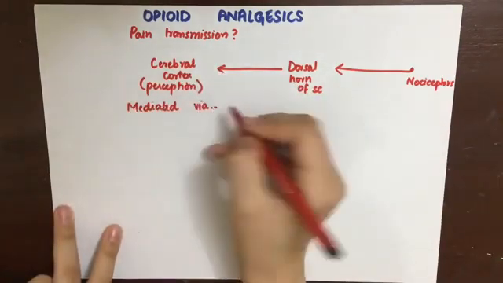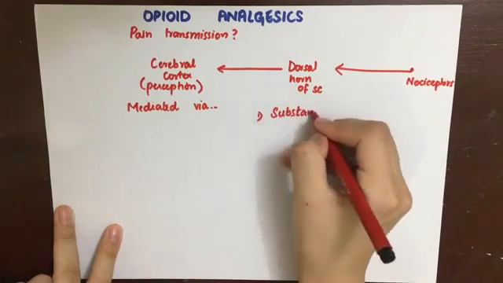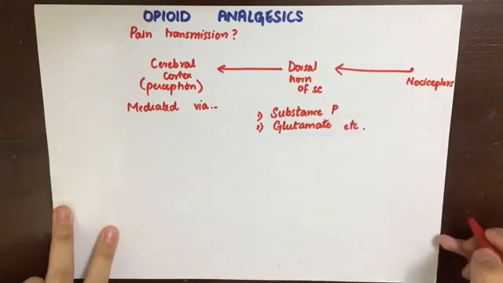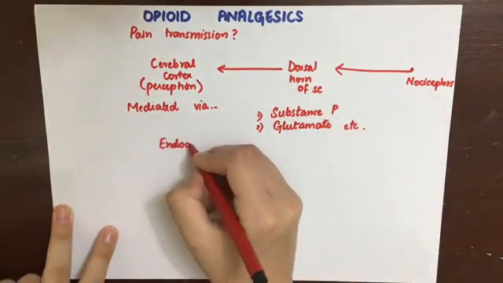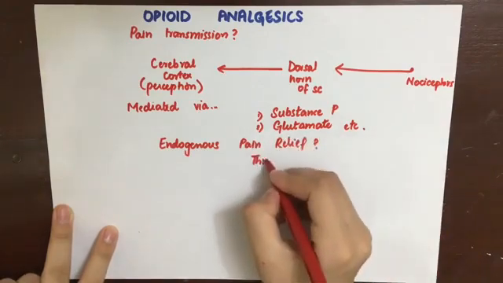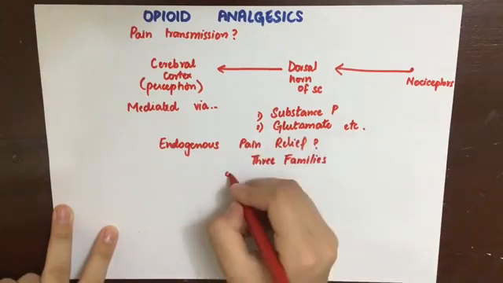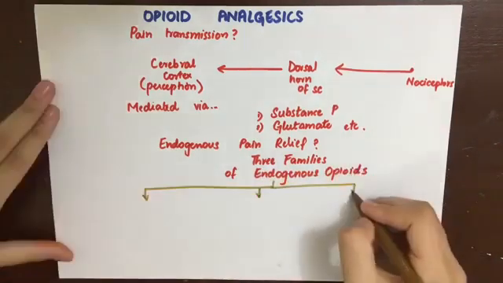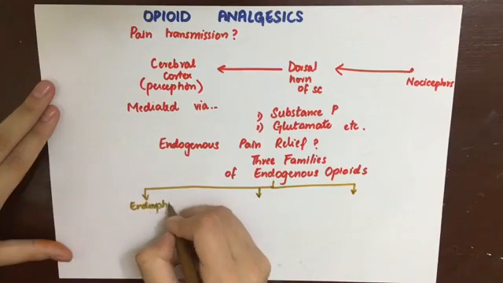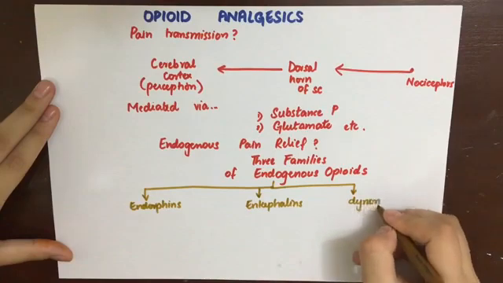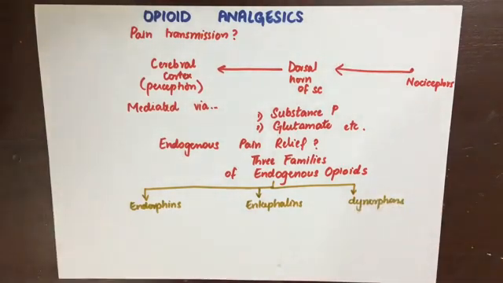This brain transmission is mainly mediated by neurotransmitters that are substance P and glutamate. Now, remember that our own body also tries to cope with pain by producing endogenous substances. There are mainly three families of endogenous opioids that are produced that include endorphins, enkephalins, and dynorphins. The endogenous opioid system is one of the innate pain relieving systems.